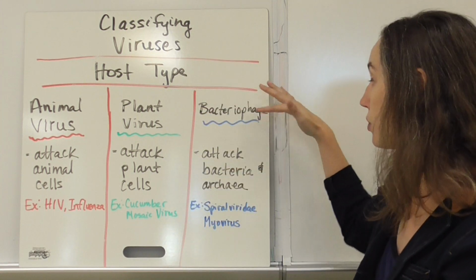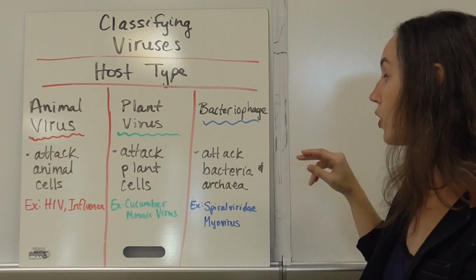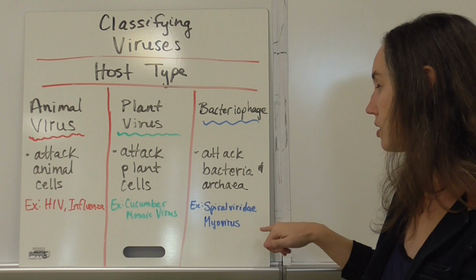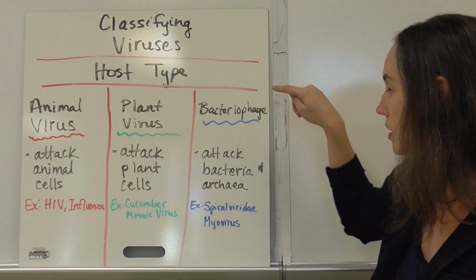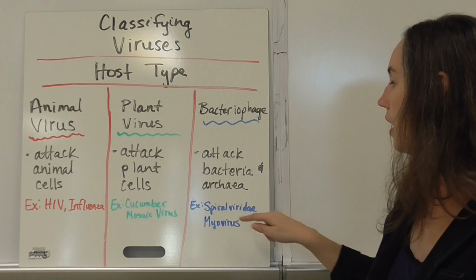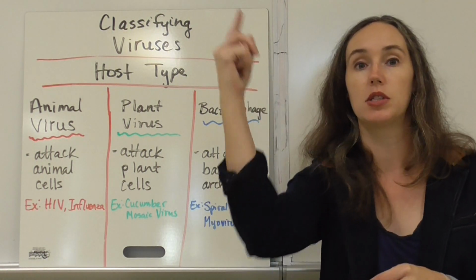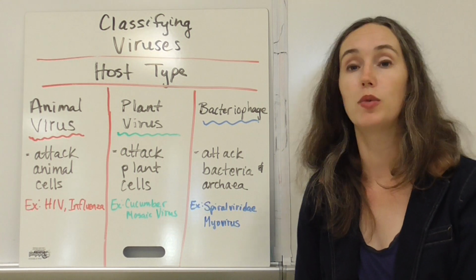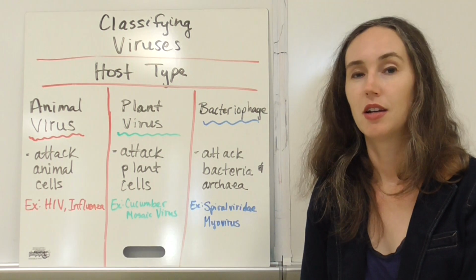And then bacteriophages, which attack bacteria and archaea, for example, spiroviidae and myovirus. Those are just two real life examples of bacteriophages. You can even see the word virus in there. And spiroviidae, it's in the name to let you know about part of the shape. So those are a few ways to classify viruses and some simple background about them.